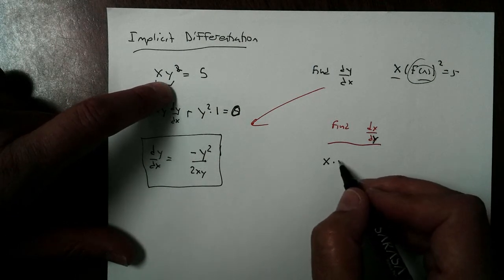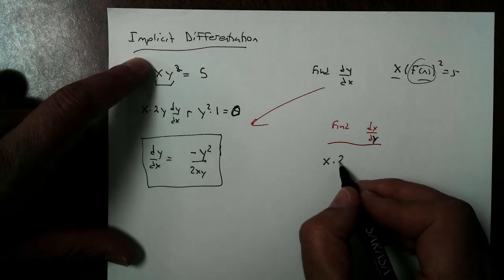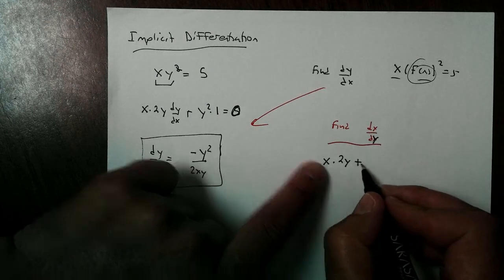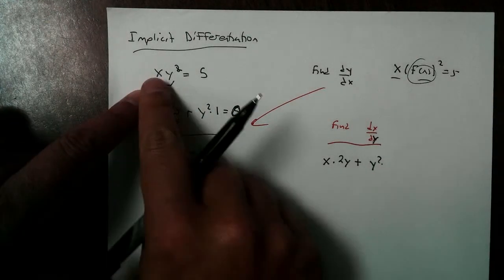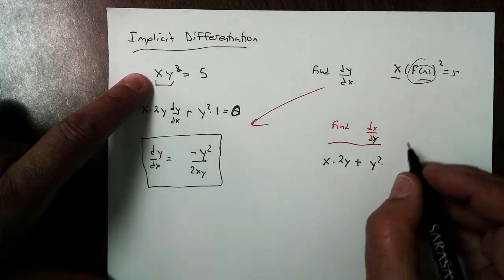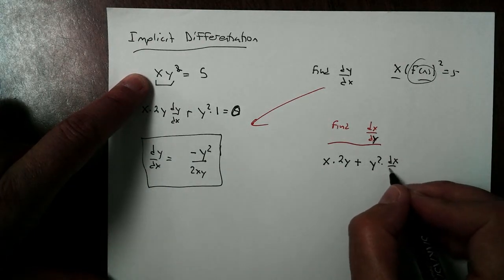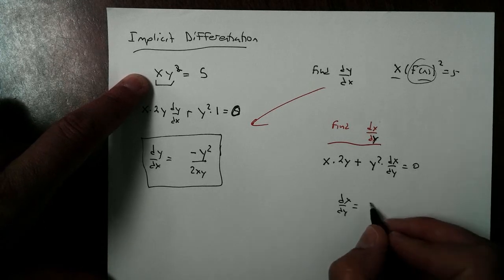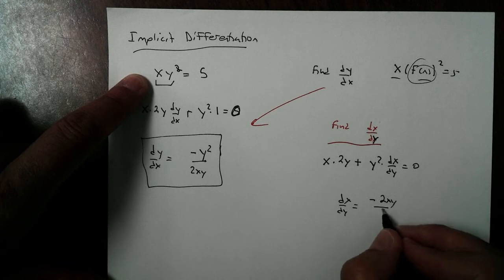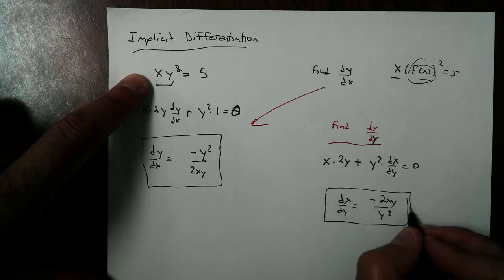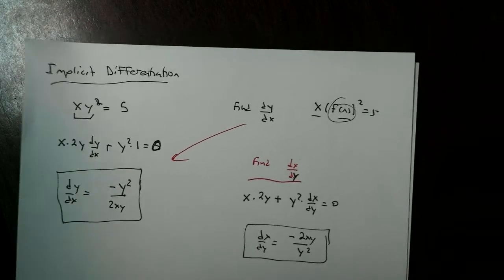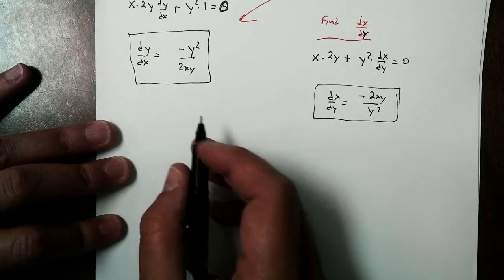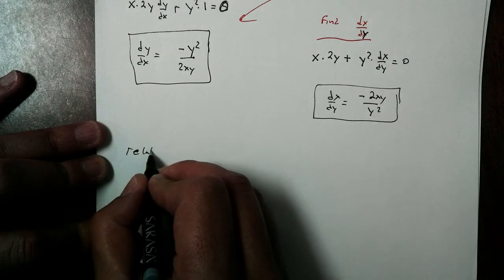My derivative of y would just be 2y. Now it's already in terms of y, that'd be like dy dy, plus the second, y squared, times the derivative of x. Well, the derivative of x with respect to y would be dx dy, equal to 0. So dx dy would become negative 2xy over y squared. So we can do this even with multiple variables. We'll talk about that in a second, but where do we see this? Well, we saw it last year with related rates.